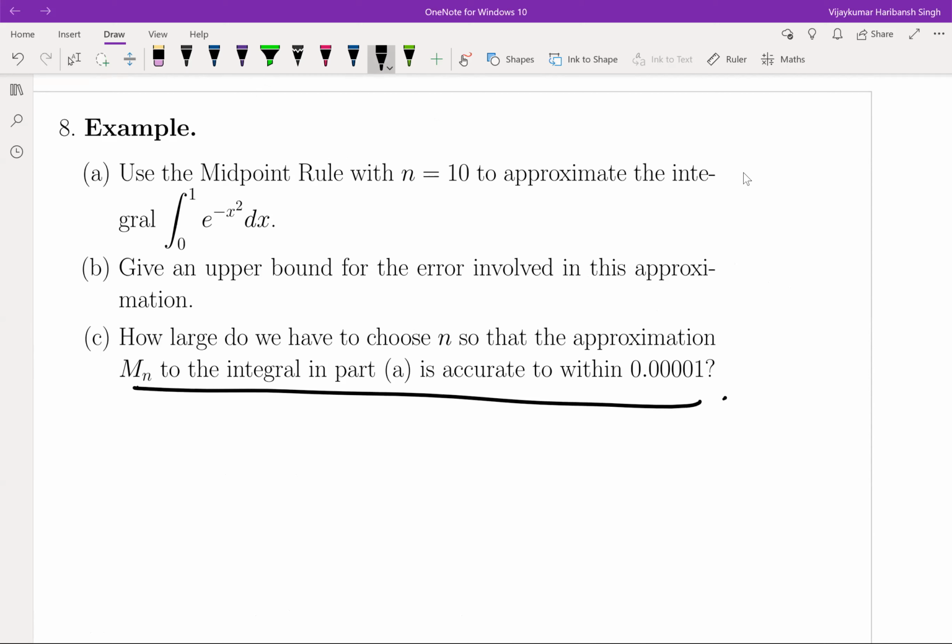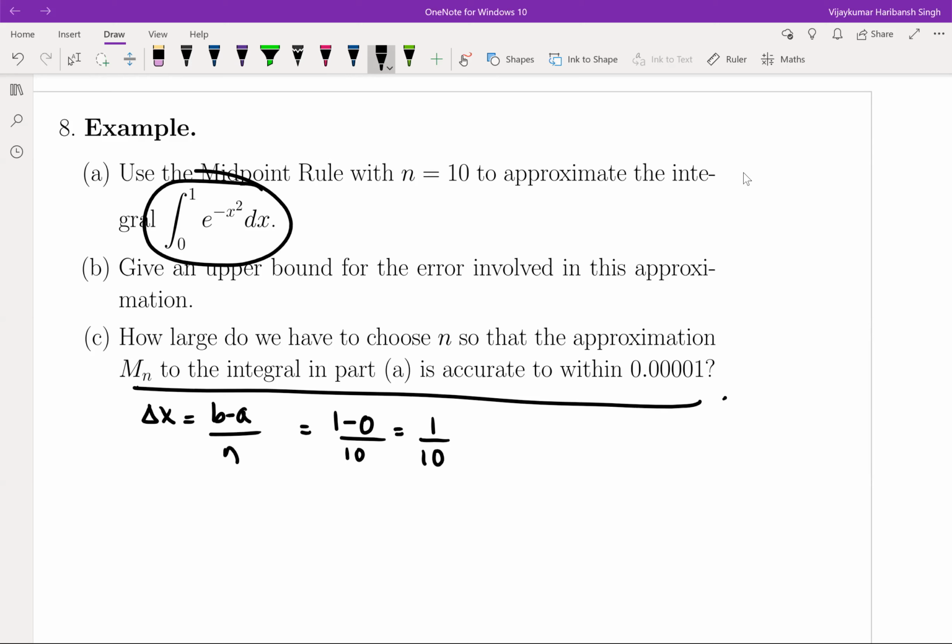So we have n equals 10. In this case, delta x is (b minus a) by n, which is (1 minus 0) by 10, which is 1/10. Now note that we don't know how to compute this integral at all, right? So you should understand the beauty of this. Why are we doing this? We have no way to compute this, right? This function has no elementary antiderivative.